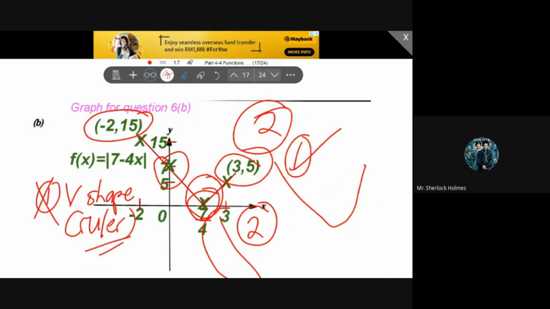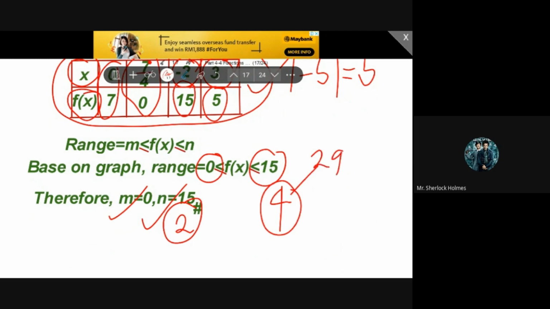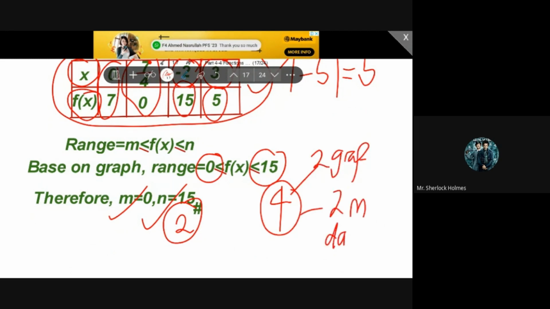So you see, when you plot this graph over here, kamu boleh lihat range kat sini, 0 sampai 15. So itu jawapan kamu. So kat sini, M0, N19 kat sini. So kalau kamu dapat 2 nilai ni betul, kamu dapat 2 markah juga. So total jadi 4 markah. 2, kamu dapat graph. 2 nilai M dan N.